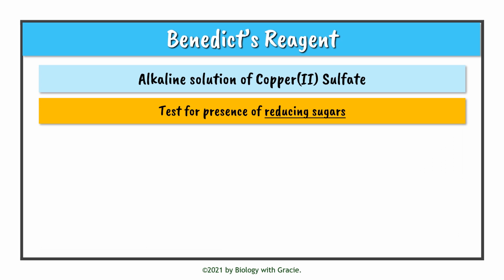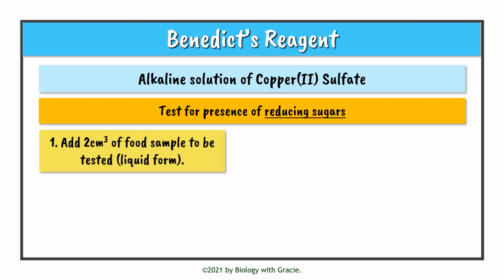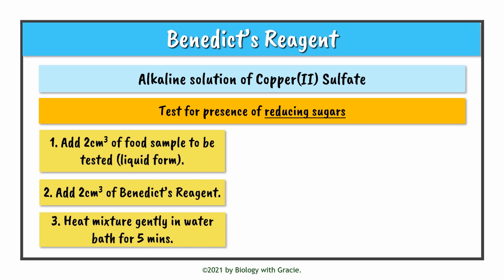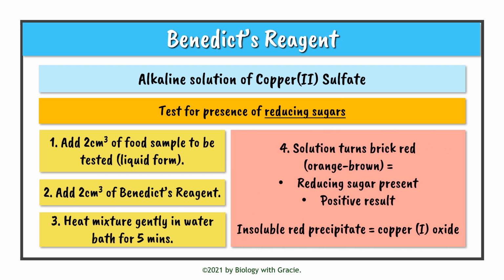So the method that we use to test for reducing sugars using Benedict's reagent is as follows. The first thing you need to do is add 2 centimeters cubed of the food sample you're testing to a test tube, and this needs to be in liquid form. You then need to add 2 centimeters cubed of Benedict's reagent, and then you want to heat the mixture gently in a water bath for 5 minutes. And if the solution turns brick red or sort of an orange brown colour, this means that there's a reducing sugar present and it is a positive result. This red precipitate is insoluble and it is actually copper 1 oxide.